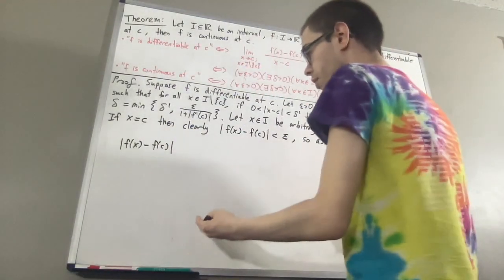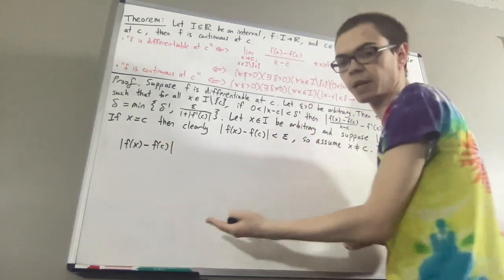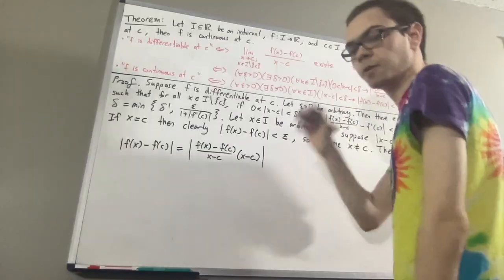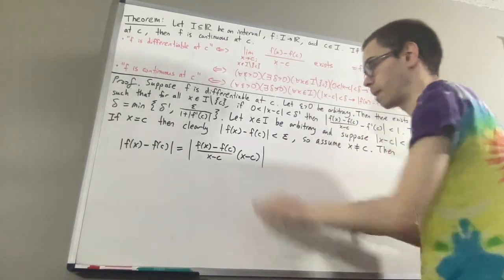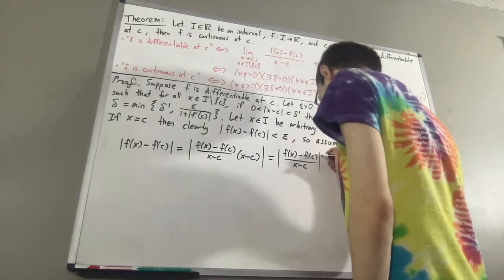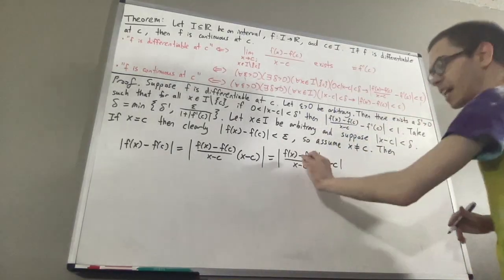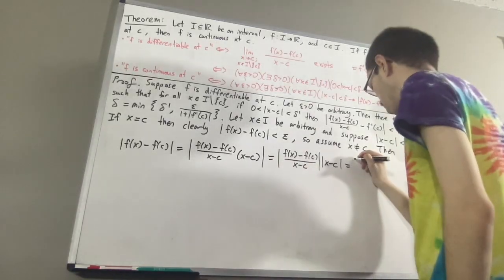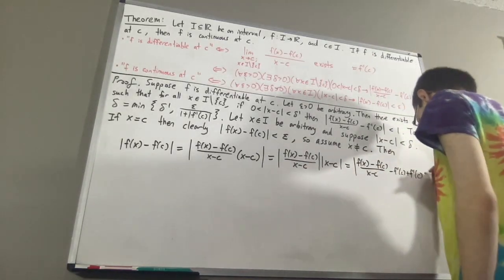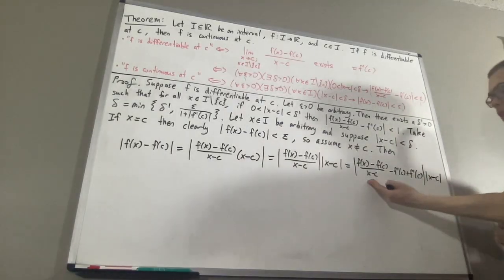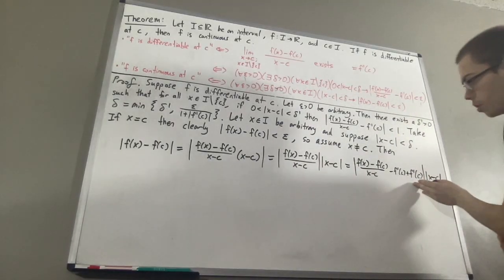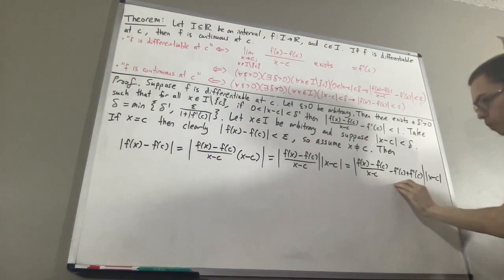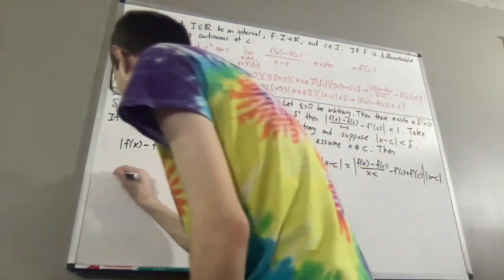So what we're going to do is multiply and divide by x minus c. But then from properties of absolute values, we could split this up into a product of absolute values, just like this. But now inside the first absolute value, we are going to add and subtract f prime of c. And now we are going to apply the triangle inequality here, which means the absolute value of this guy is less than or equal to the absolute value of this guy plus the absolute value of f prime of c.